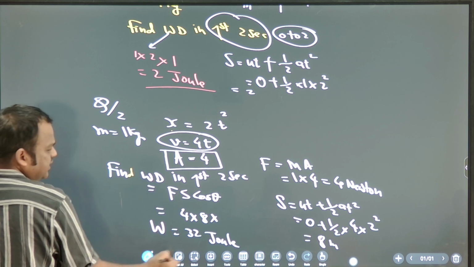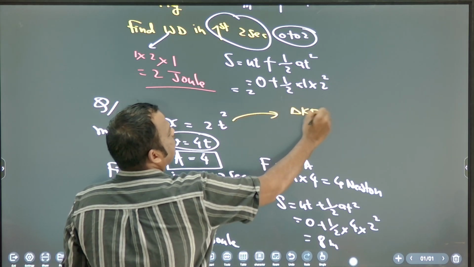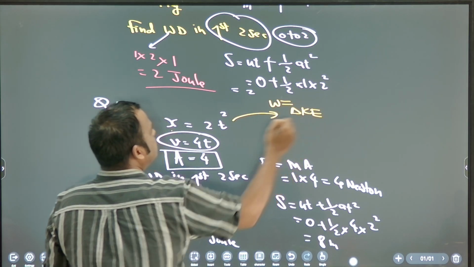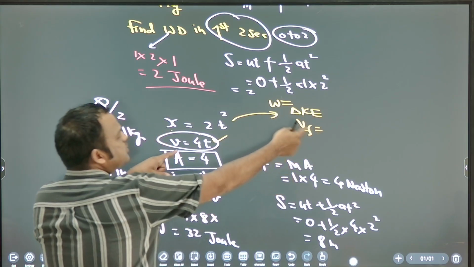One more method is there: change in kinetic energy. Work done is also equal to change in kinetic energy. Now, what is the final kinetic energy? Tell me. First, tell me what is the final speed.